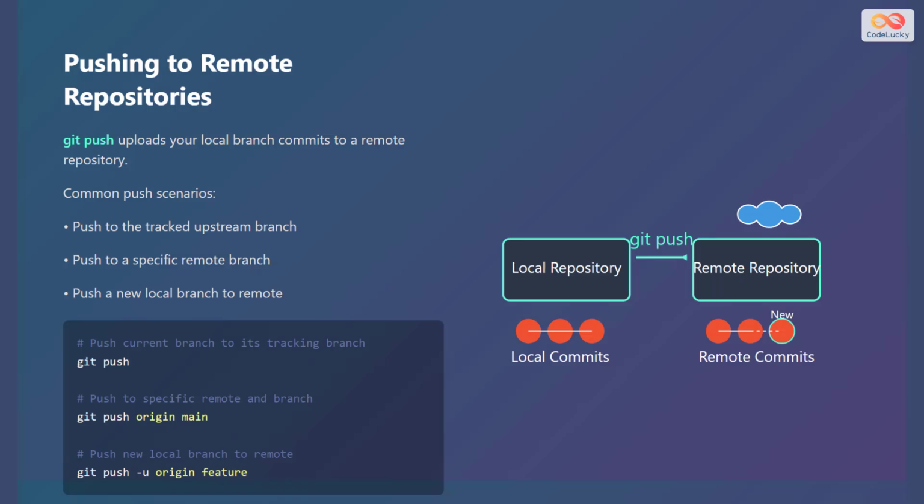To push a new local branch to the remote, use the command git push origin feature. This creates a new branch on the remote repository with the same name as your local branch and sets up the tracking relationship.